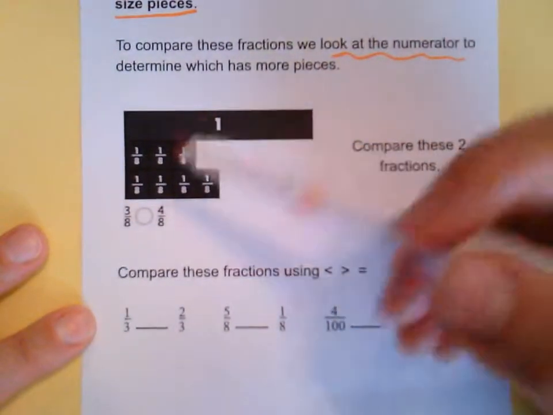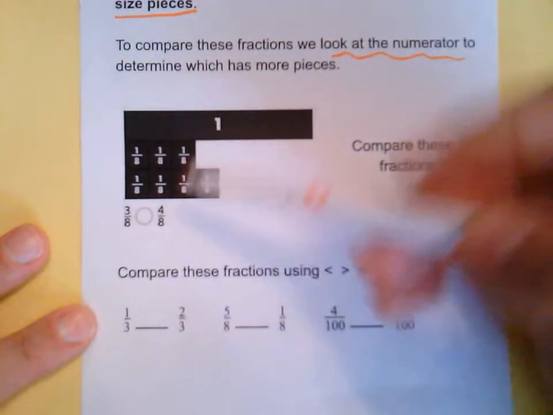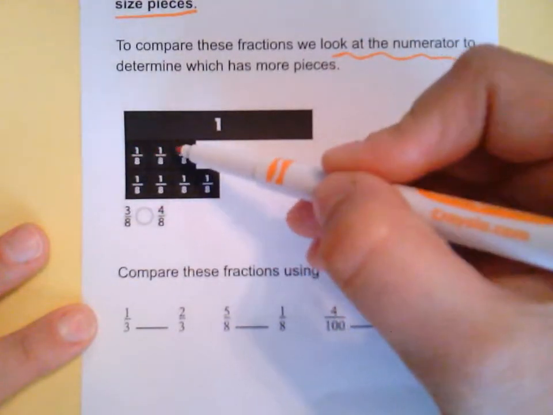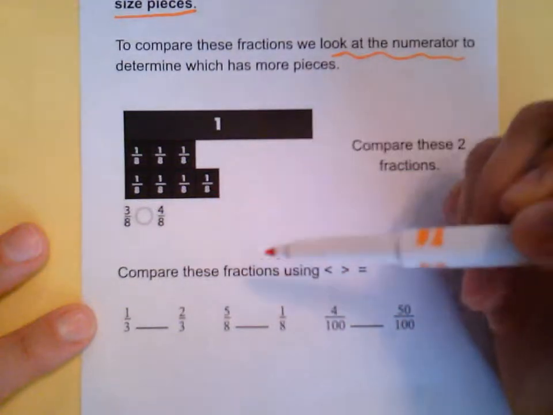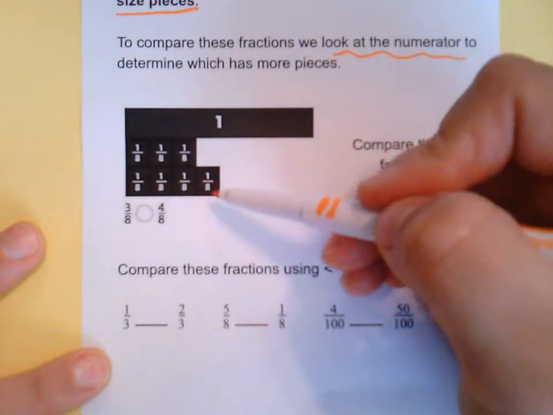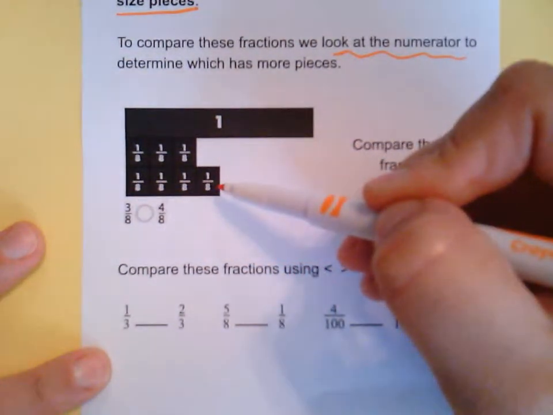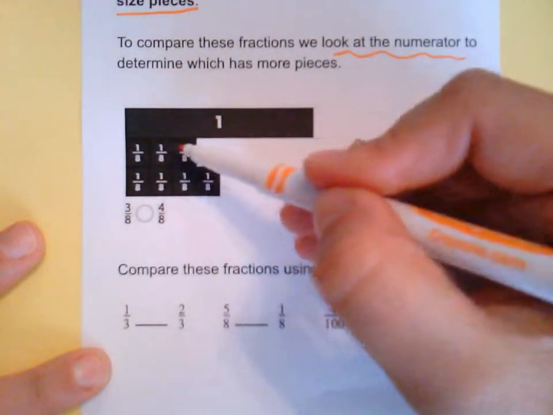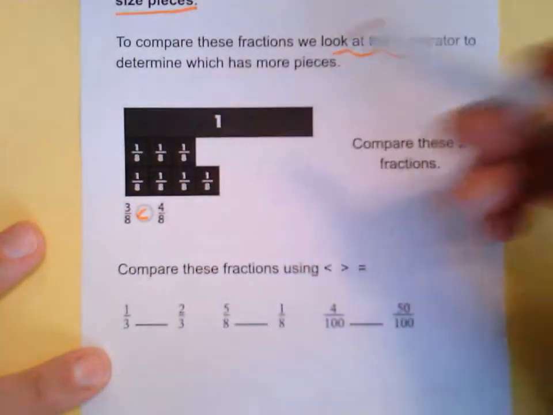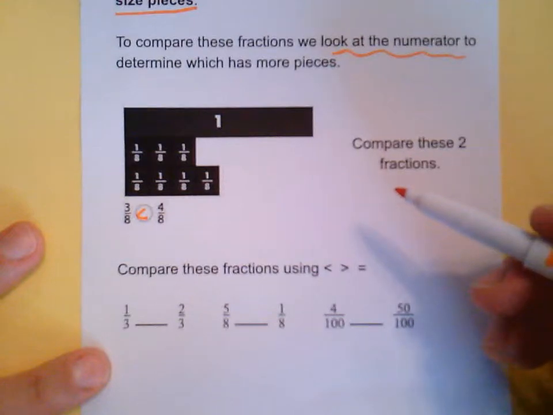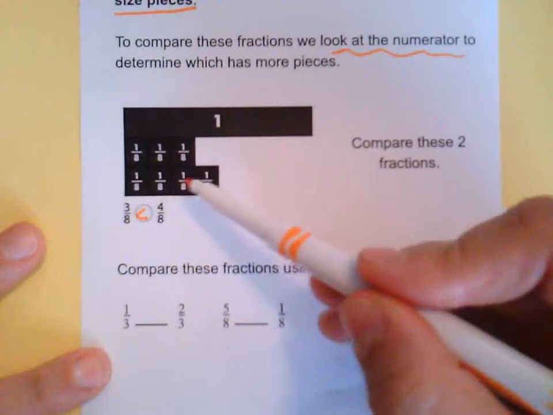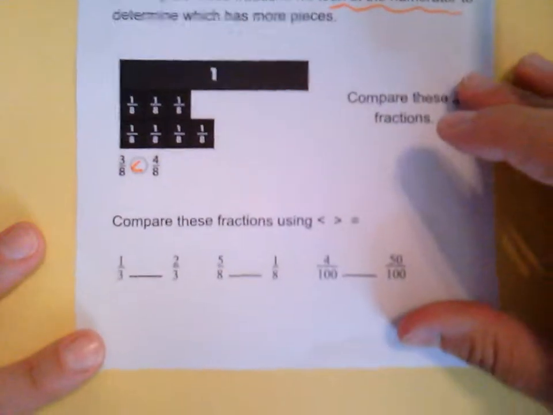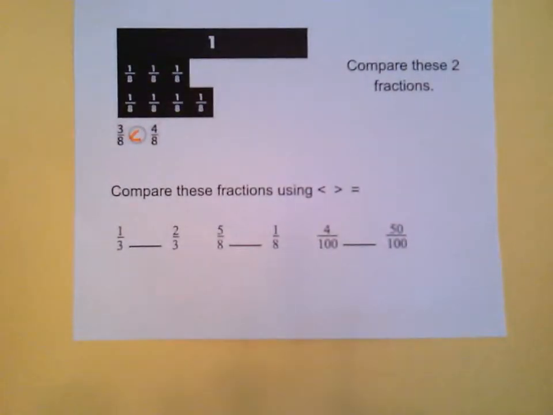All right. So here we're going to compare 3/8 and 4/8. And this picture here shows 1, 2, 3 eighths, and down here 1, 2, 3, 4/8. So looking at these two fractions, it's very clear to see that if you have 4 pieces that are the same size as those 3 pieces, our 4/8 are going to be larger than our 3/8 because the pieces are the same size, but 4/8 has more pieces. So let's take a look down here.